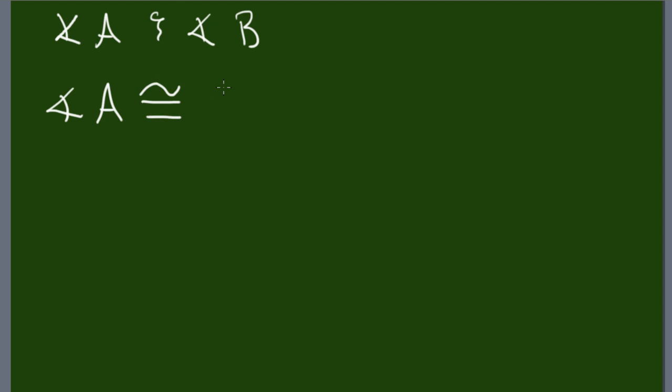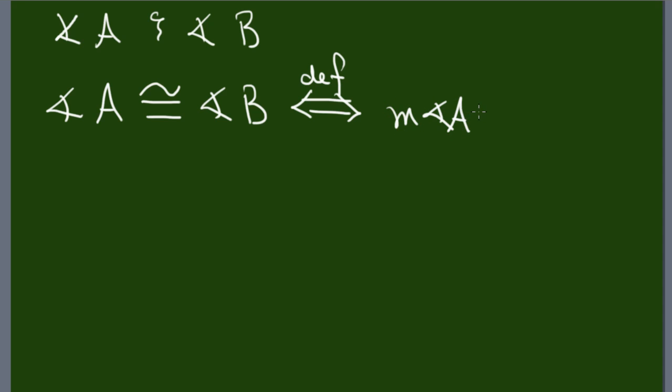Now, a few more key terms. Given two angles, say some angle A and some angle B, angle A is said to be congruent, written this way, to angle B if and only if, by definition, the measurement of angle A is equal to the measurement of angle B.